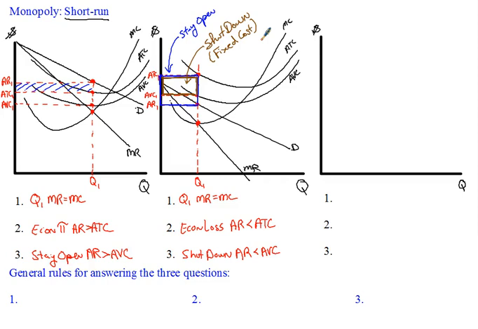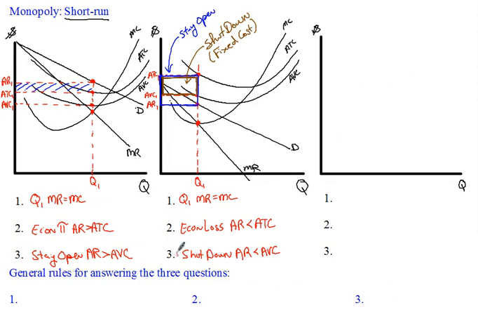Okay, a lot to think about there. I'm going to stop here and come back in another video, and we'll talk about the third thing that can happen over here. I'm going to leave that to another video because, again, it gets kind of complicated. In another video, I'll finish this last graph, and then I'll talk about our general rules.